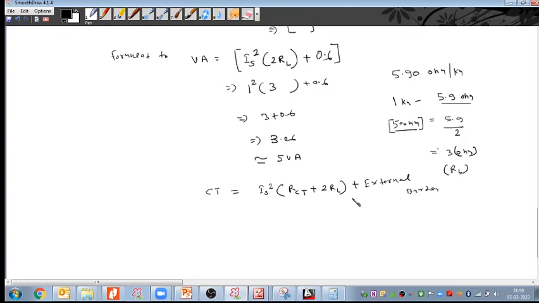So it is I squared into RCT plus 2RL plus external burden. Some companies use this formula also in order to find out the CT burden.